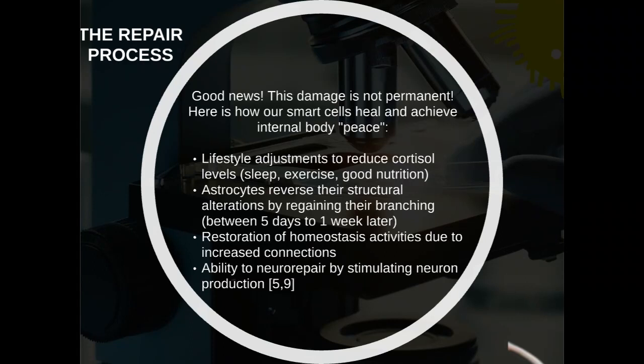Between 5 days to 1 week later, there will be an entire time period in which they'll start to regrow their paps, as they were called, the branches, and that therefore means there'll be more interlinking and a restoration of these homeostasis activities because of the increased connections. And this therefore means that these cells can then neurorepair. So neurologically speaking, in the brain, there's going to be repairs by stimulating the production of neurons, since those two types of cells, the astrocytes and the neurons, work together very well.